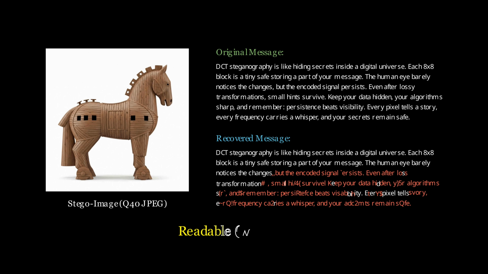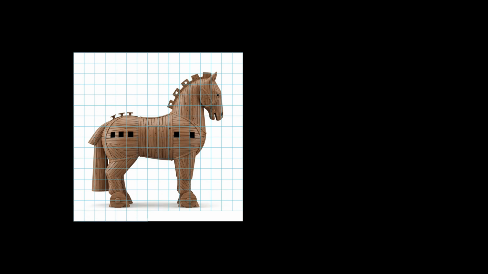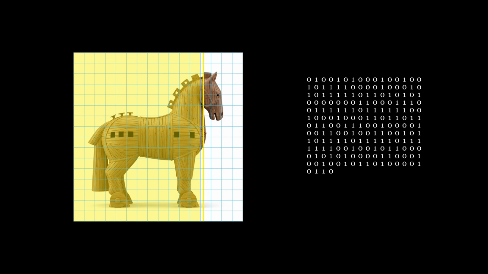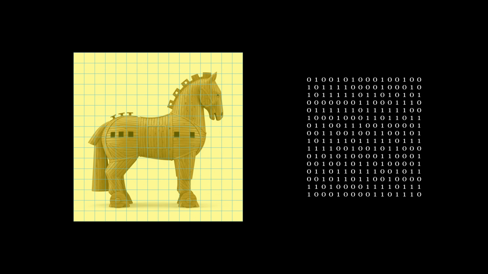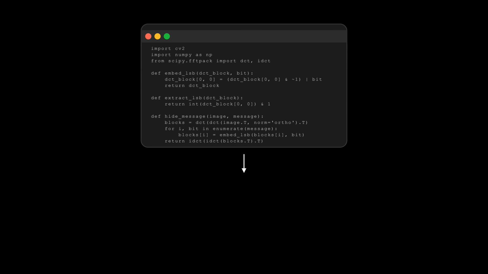I should also mention what we're not covering here: detectability. While this method survives compression, a determined adversary using statistical analysis tools could potentially detect that an image has been modified. The parity changes we make create subtle statistical patterns. Now, for most casual use cases, this isn't a concern, which is something I wish to look into in the near future.